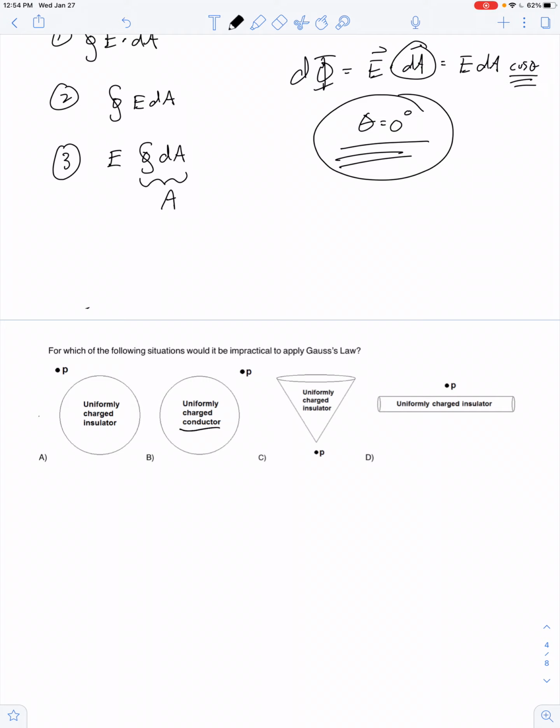Likewise, if it was a conductor instead of an insulator, it doesn't change the idea here. It's probably wise to choose a sphere concentric with our charged conductor.